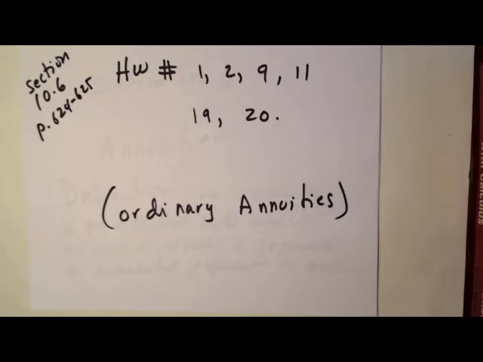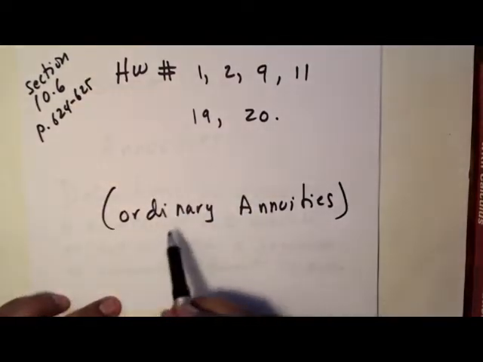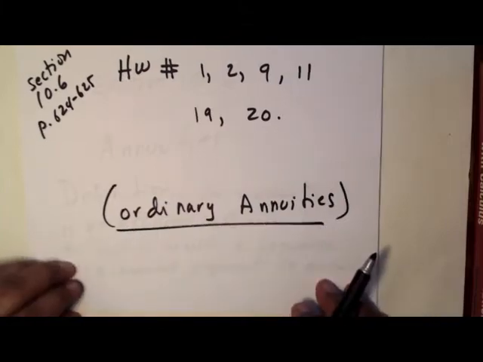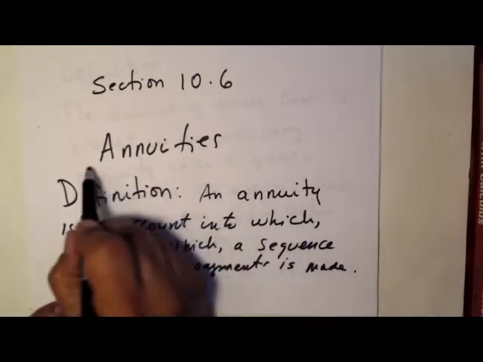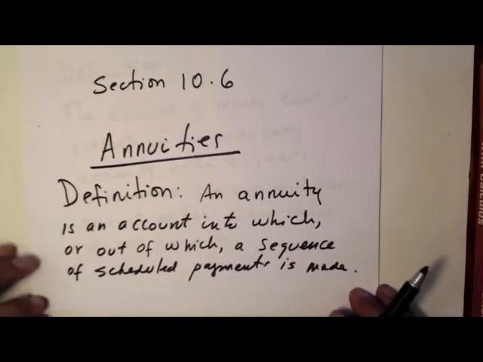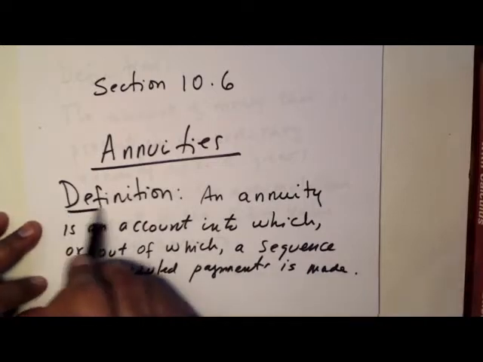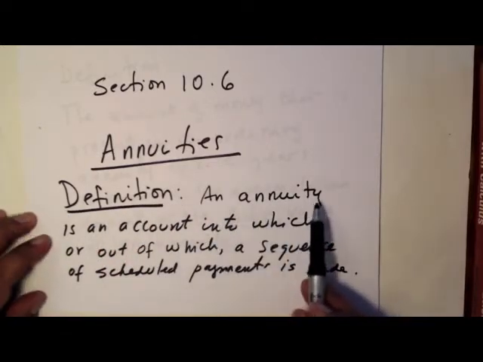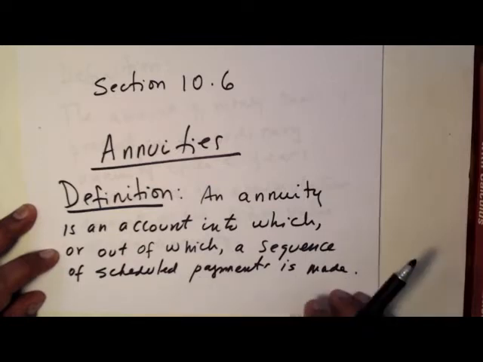This is the homework for section 10.6, pages 624 to 625 on ordinary annuities. So we need to look at what annuities represent. The definition here says an annuity is an account into which or out of which a sequence of scheduled payments is made.